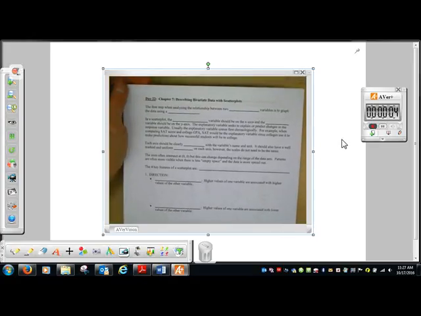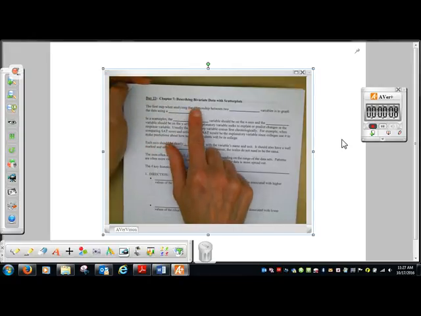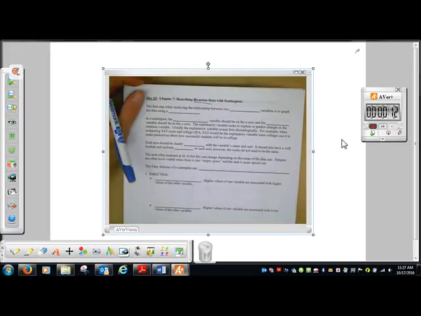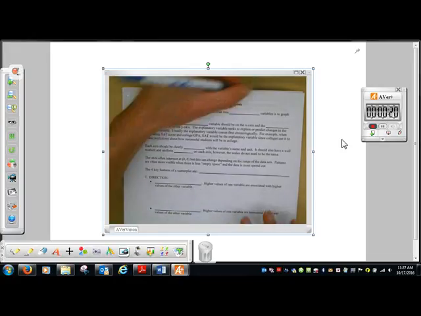Day 22, Chapter 7, we're going to talk about bivariate data using scatter plots. Bivariate data simply means we have two data sets. Usually we call one X and one Y.